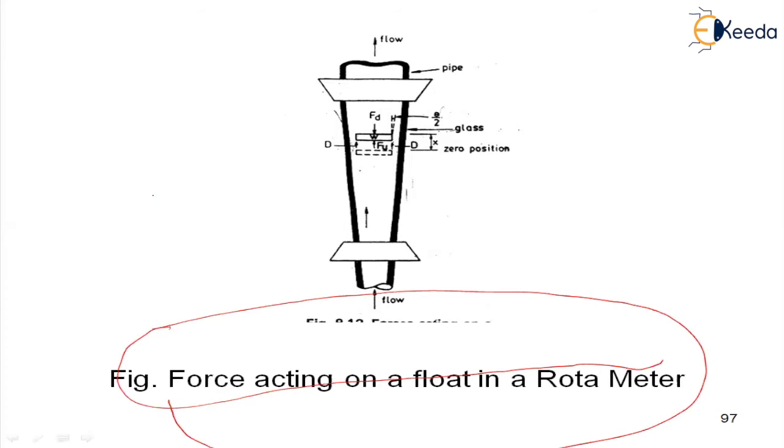See here, the forces are acting on the float. Let me see what kind of forces are acting. The forces and their respective formulas are very important. Here this is the downward force, and this is the upward force. The liquid is always flowing from down to high, bottom to top. Here this is at the zero position, so it is moving from the upward force to here. Here the gravity is acting.